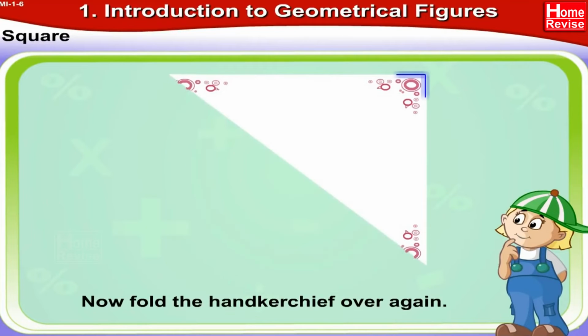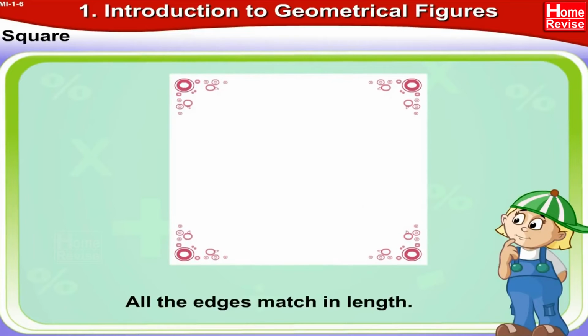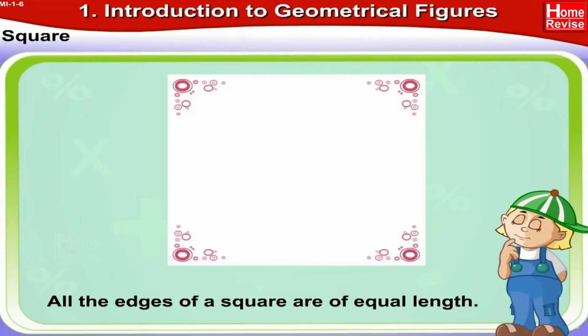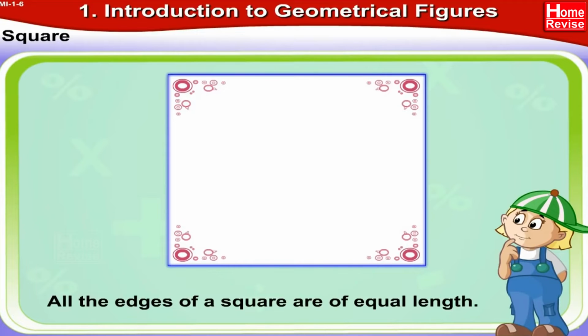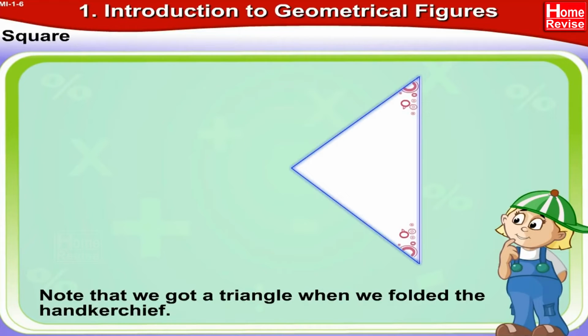Now fold the handkerchief over again. All the edges match in length. So, all the edges of a square are of equal length. Note that we got a triangle when we folded the handkerchief.